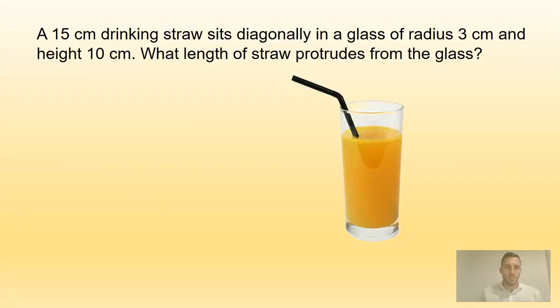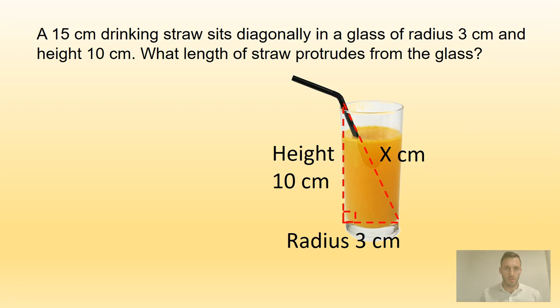A 15 centimeter drinking straw sits diagonally in a glass of radius 3 centimeters and a height of 10 centimeters. What length of straw protrudes from the glass? So you might be able to identify that if we looked at the glass side on, the straw forms a right-angled triangle with the glass. So first of all, we draw a right-angled triangle and label the diagram. We're trying to find the length of the straw that's inside the glass because we know the dimensions of the glass. In this example, we're given the radius of the glass, but we need the diameter, so we've got to double it to make it 6 centimeters.